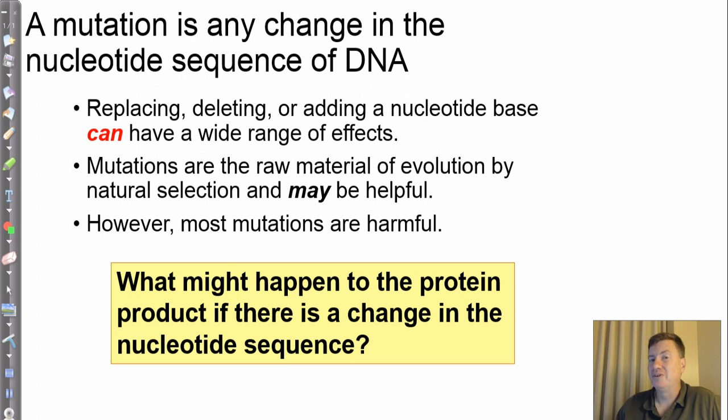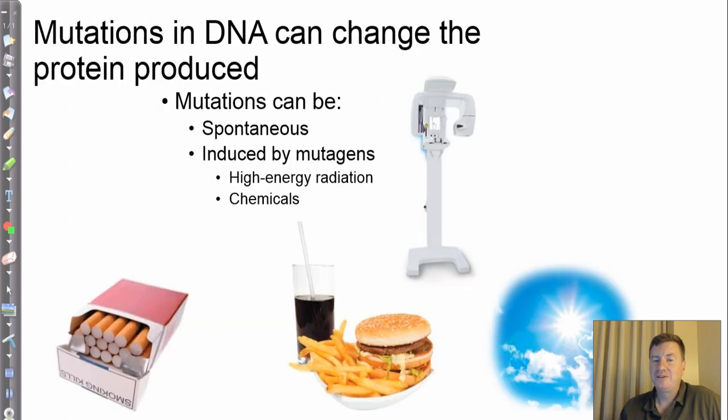Why these are important from an evolutionary perspective is that unless there are changes to the DNA, short of sexual reproduction, there isn't any variation that's going to result. So we do need to have mutations on a small level to get some variation, but if it's a big change, as I'll show you here in a second, it can result in some pretty catastrophic issues for that protein. So what might happen if we change the sequence? It kind of depends. Let's see how nucleotide sequences can get changed. Again, mutations in DNA can change the protein that's produced.